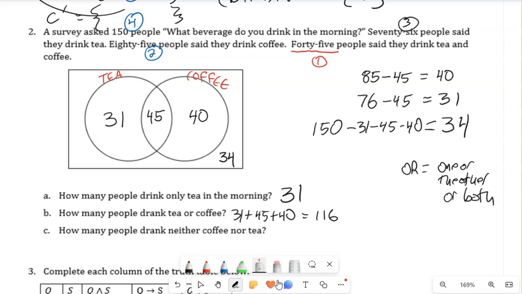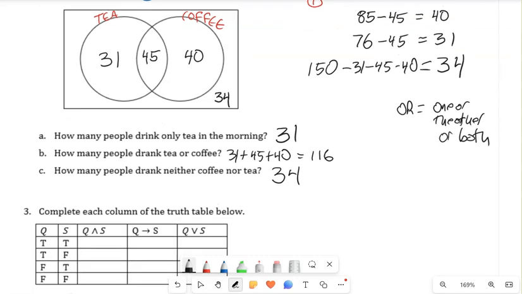And then finally we have how many people drank neither tea nor coffee. Those are these 34 people that I don't know what they were drinking in the morning. Hopefully it's water and not something stronger, but there's 34 people that drank neither tea nor coffee. Orange juice, yeah, that's what it is. I don't know what they're drinking, but it's neither tea nor coffee. I hope this makes sense.